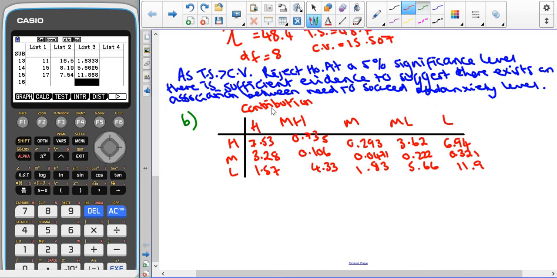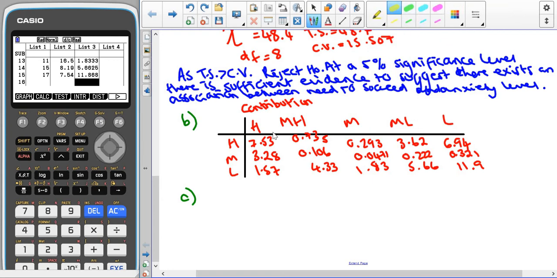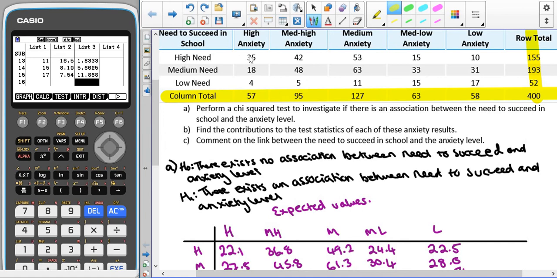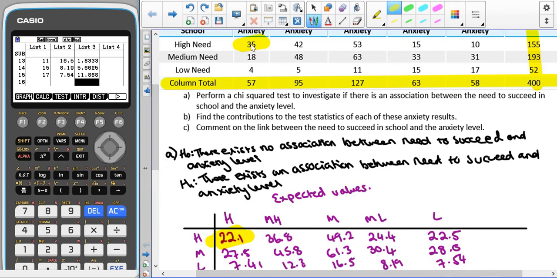So for part C, we need to choose the two largest of our contributions, and this is why we need to do it when we're talking about links. So the two biggest values here are the 7.53 and the 11.9. So the 7.53, I then have to compare the two values that are in that position. So that's high anxiety level and high need to succeed.